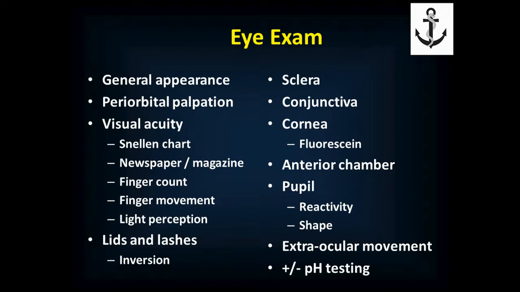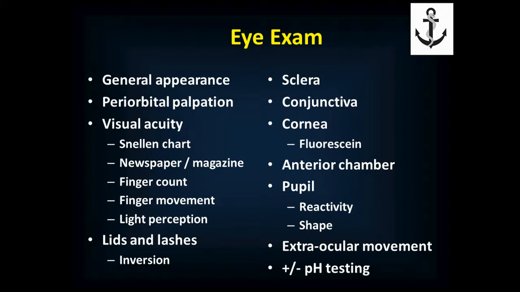And then you're going to use fluorescein, which is a pretty harmless yellow dye that lights up under black light, but you can see it pretty well under regular light. And you put just a little bit on the lower lid, you have them blink, and you look and see if that dye gets uptaken anywhere. And if it does, that's a sign of an injury. Look at the anterior chamber. Does it look like there's anything floating in it? Any blood? Is there layering at all?